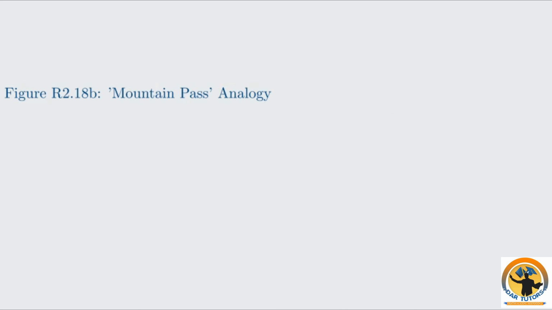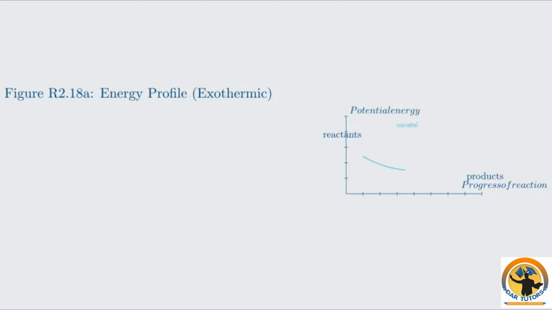We can see this clearly on an energy profile. Here is the uncatalyzed pathway with its high activation energy. Now let's add the catalyzed pathway. Notice that the reactants and products are at the same energy levels, so the overall enthalpy change, delta H, is unchanged. What has changed is the activation energy. The catalyzed path has a significantly lower E sub A. In fact, for multi-step catalyzed reactions, the mechanism often involves several smaller, lower energy peaks instead of one large one.